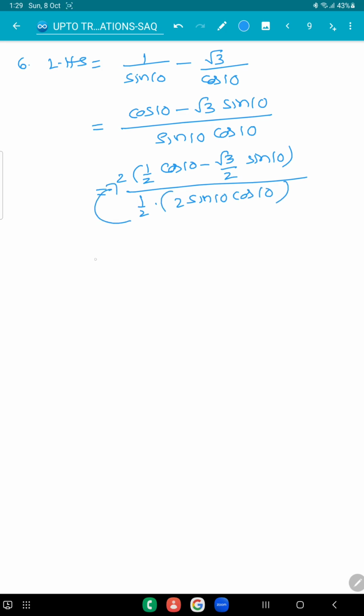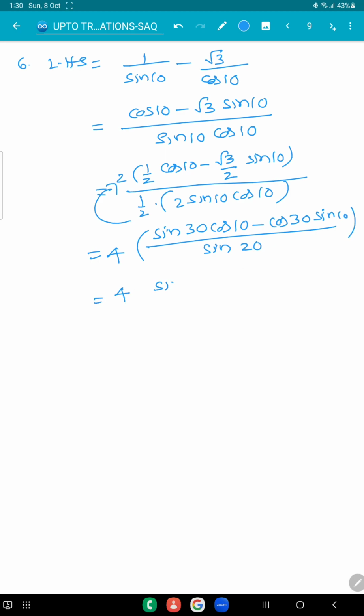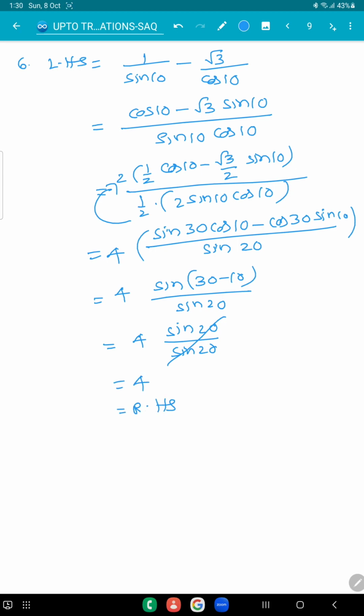This 2 goes to the numerator and becomes 4. Instead of 1 by 2 we can write sin 30, cos 10 as it is. Root 3 by 2 is cos 30, sin 10. By 2 sin theta cos theta is sin 2 theta, sin 2 into 10 is sin 20. Sin A cos B minus cos A sin B is sin A minus B. That is equal to 4. That is right hand side.